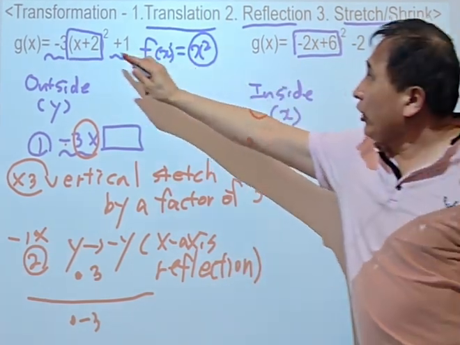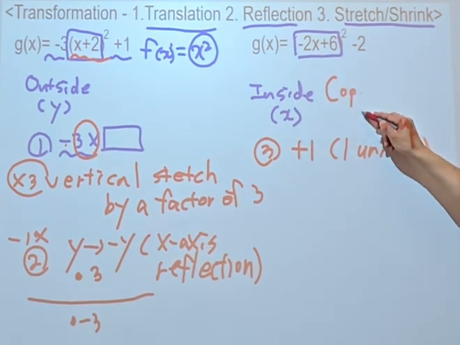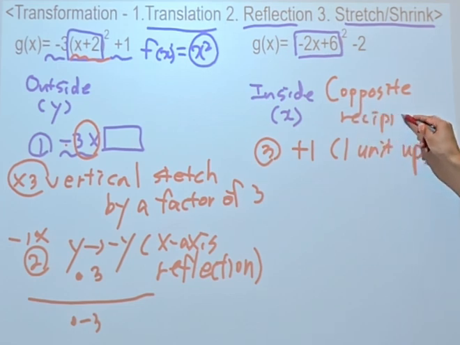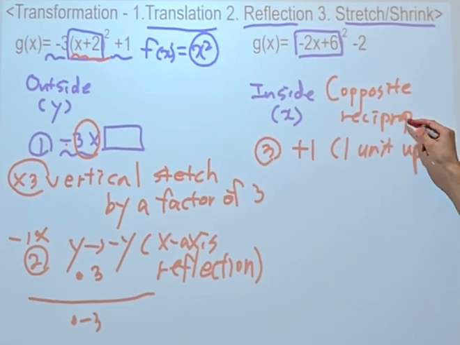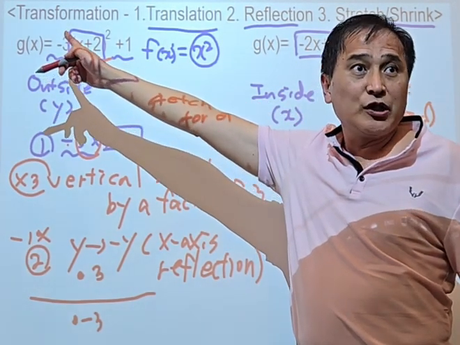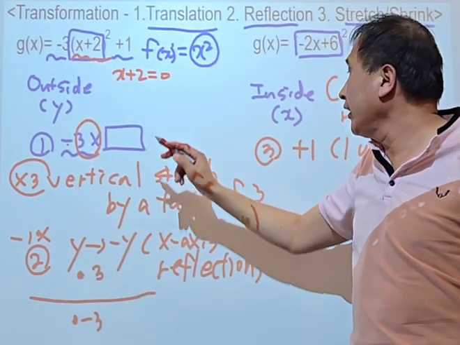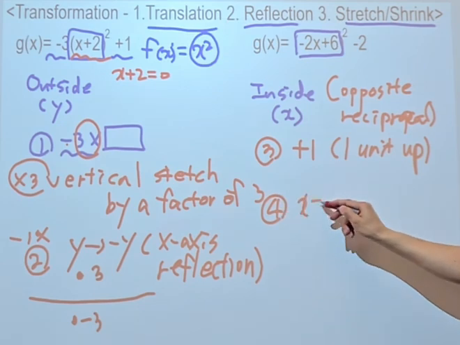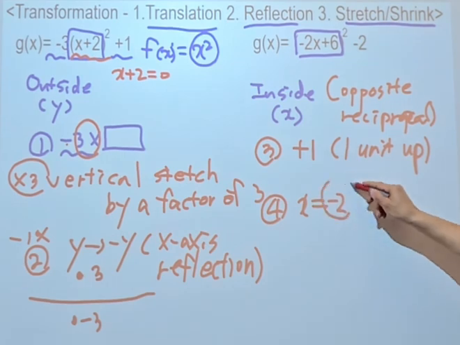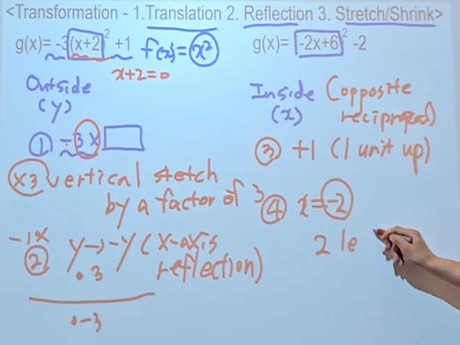Here inside, x, all the time, you need to take the opposite, or reciprocal. What I mean is, this is a plus 2, so take the opposite, which is negative 2. Or set x plus 2 equal to 0 and find the x value, so x equals negative 2. That means now this is plus negative 2, so 2 units left. You can say 2 left.